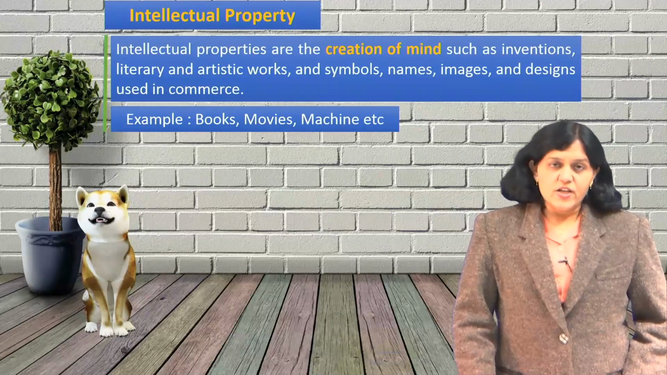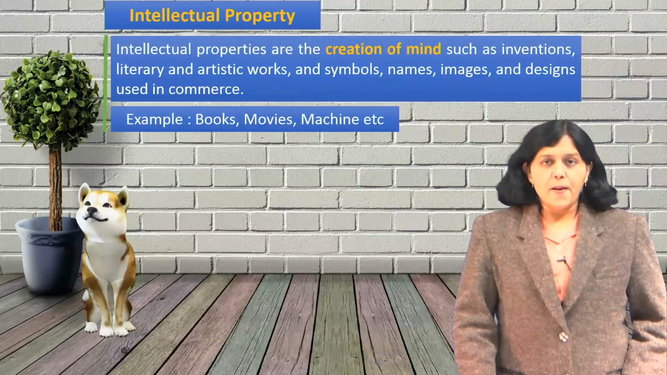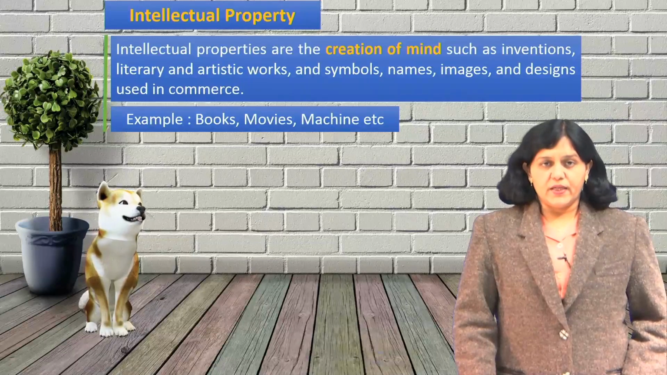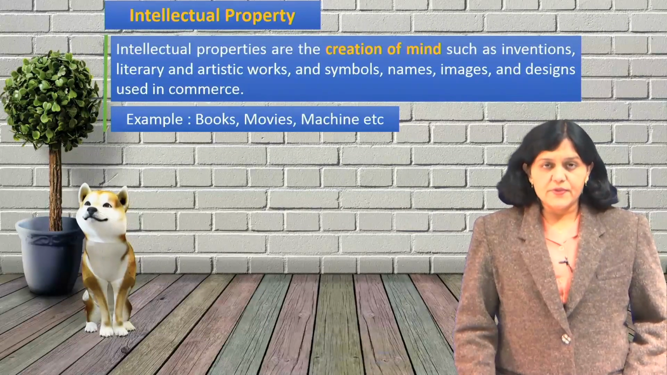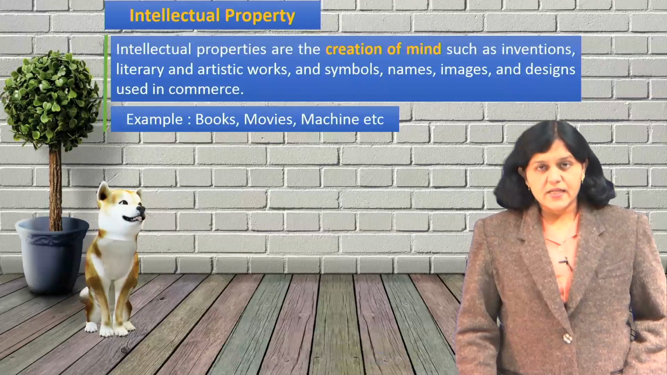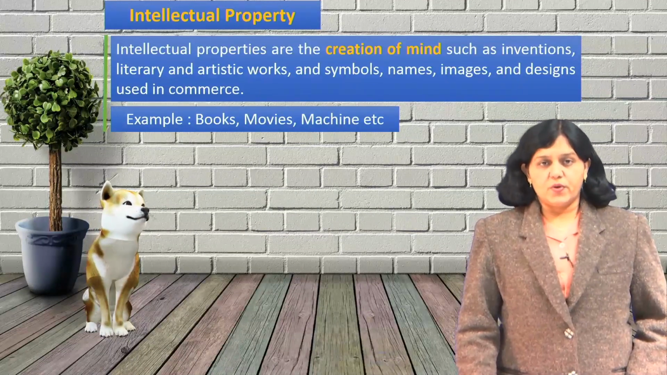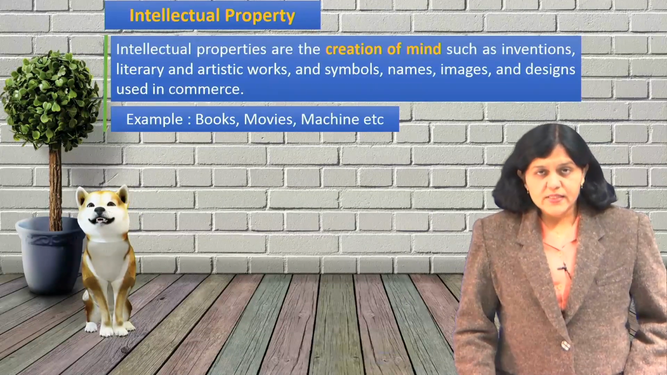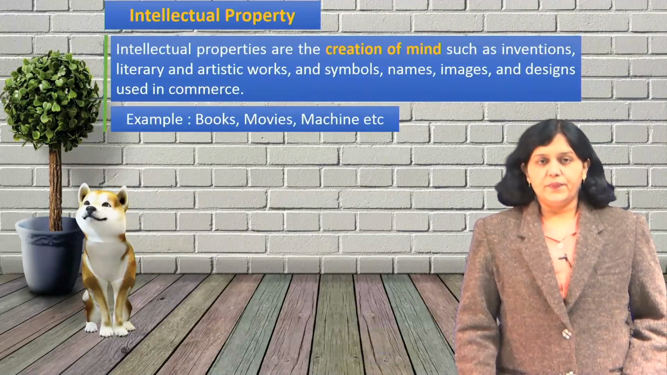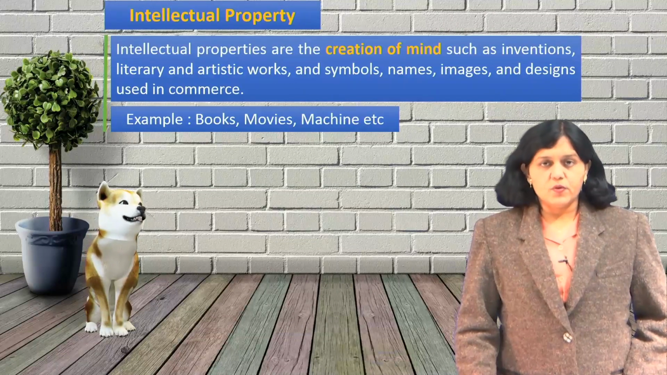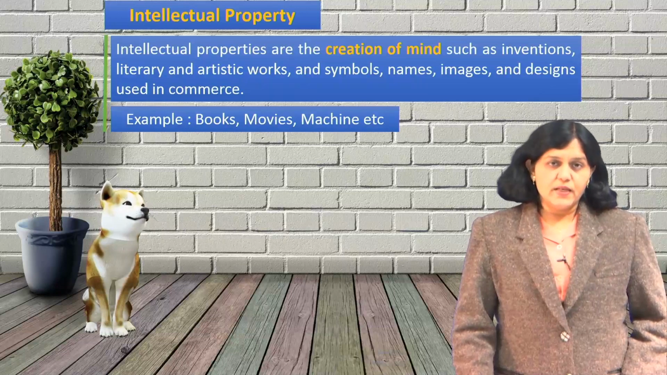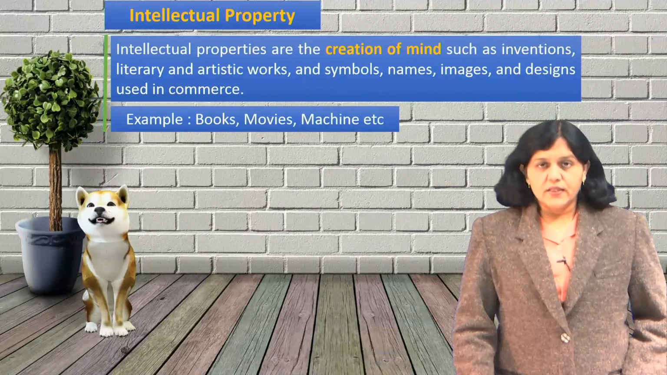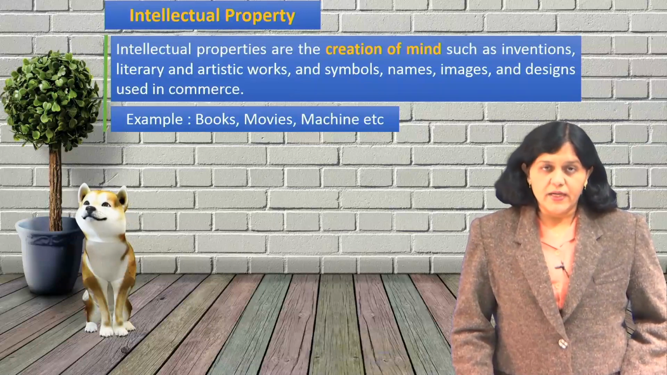So, when we say invention, as just mentioned above, it is a patent, a type of intellectual property. When we say literary or artistic work, it is copyright, a type of intellectual property. When we say symbols, names, images, it is industrial design, again a type of intellectual property. So, we will see these various types in detail in the next module. Now, we have enough understanding about property and its types, tangible and intangible, and we understood that intellectual property is a type of intangible property.